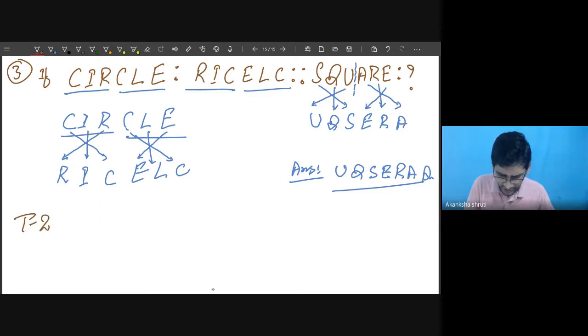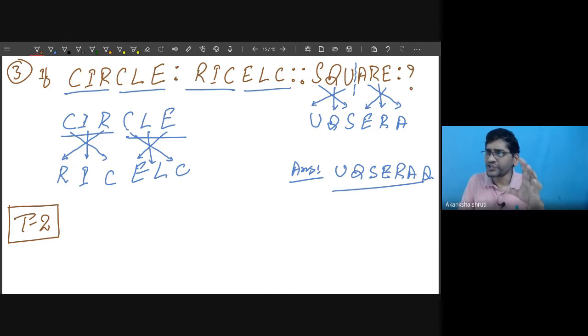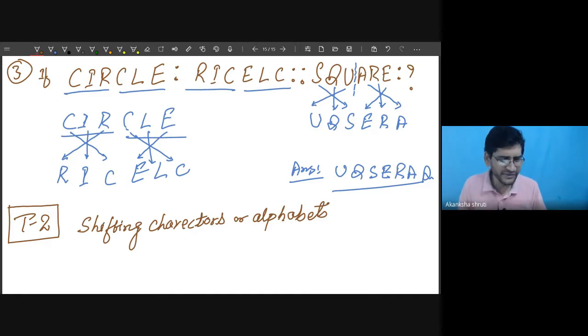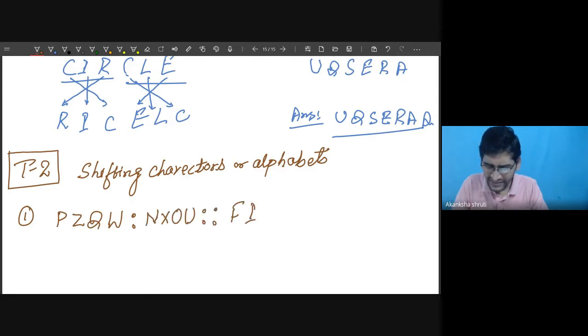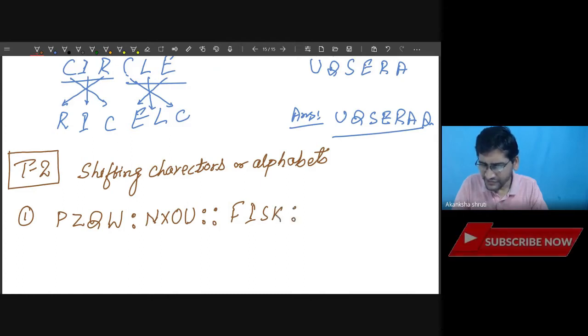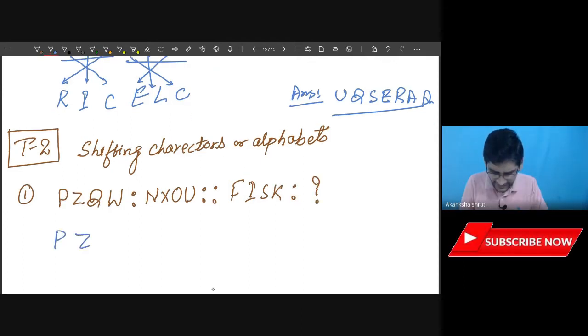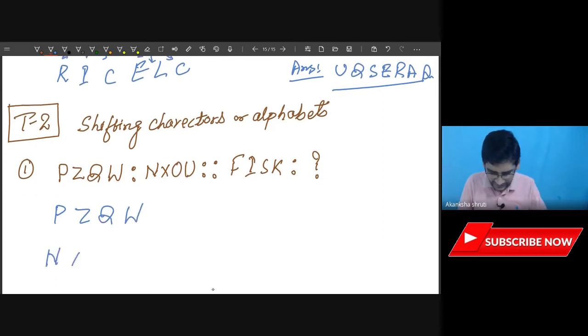Tip number 2, or type number 2. So in this type, there will be some shift in position. Okay, the characters are going to change. So how is that change and that variation, that we need to understand. So let me take one example, by that we will understand. PZQW is to NXOU. Then for FISK, you have to find the missing one. We have PZQW. The other one is also our NXOU. This we are observing.